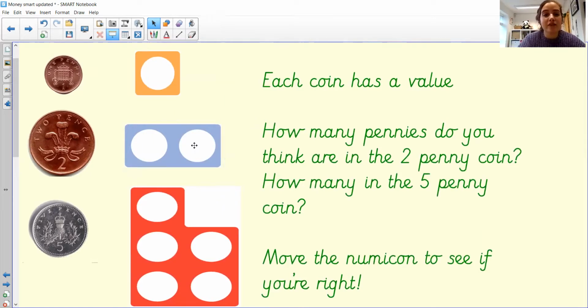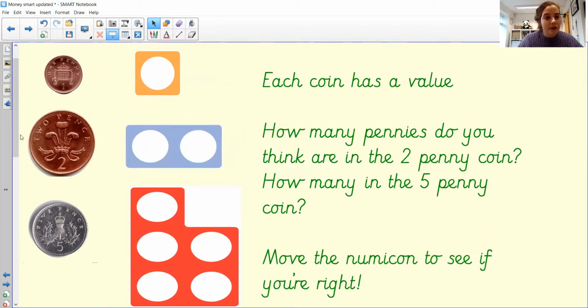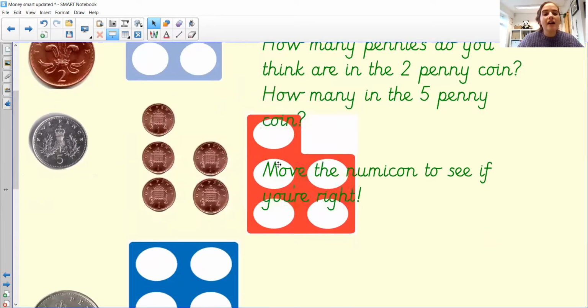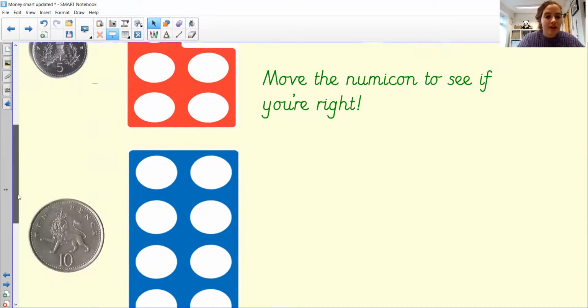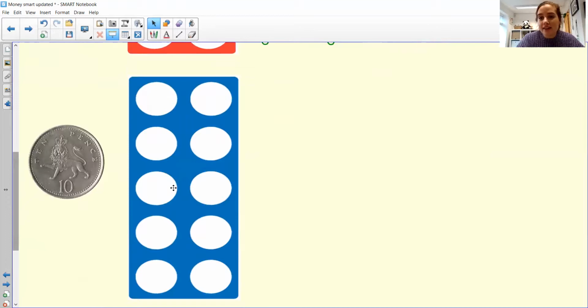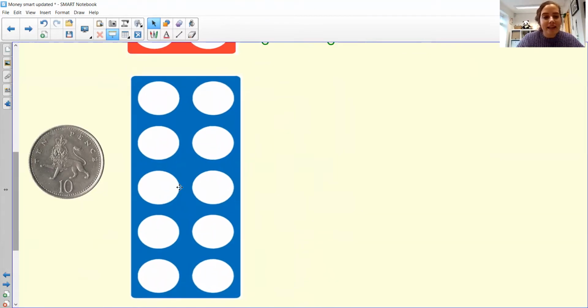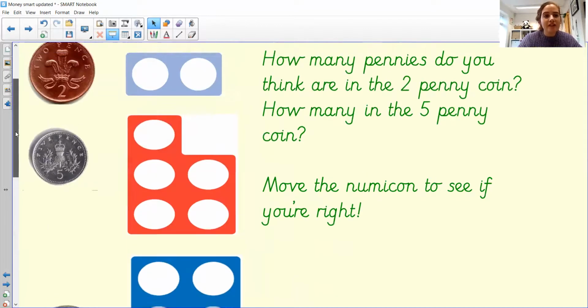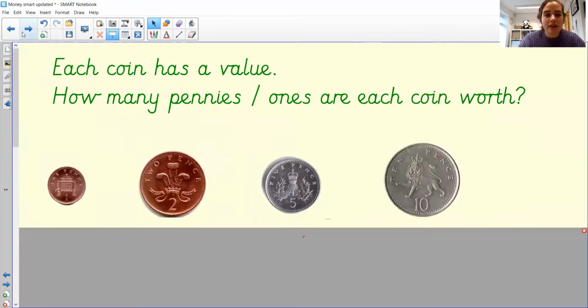We're going to see what's underneath our Numicon. There are 2 1p's in the 2p coin. There are 5 1p's in the 5p coin. There are how many in the 10p coin? 10 1p's, 10 pennies. Fantastic. So it's very straightforward and it really matches up with our Numicon. Did I put one underneath there? I did. 1 Numicon, 1 and 1. They're equal to one another.